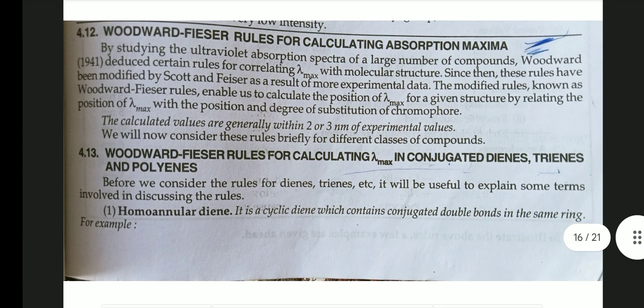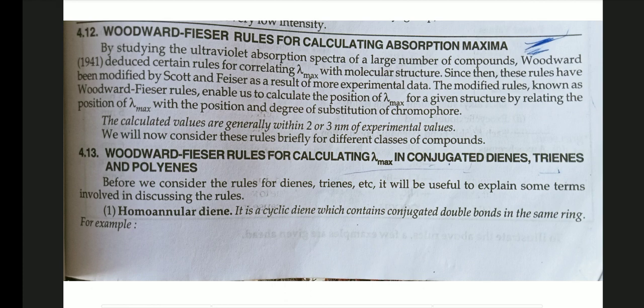Woodward-Fieser rules for calculating absorption maxima. By studying the ultraviolet absorption spectra of a large number of compounds, Woodward in 1941 deduced certain rules for correlating lambda max with molecular structure. Since then, these rules have been modified by Scott and Fieser as a result of more experimental data.